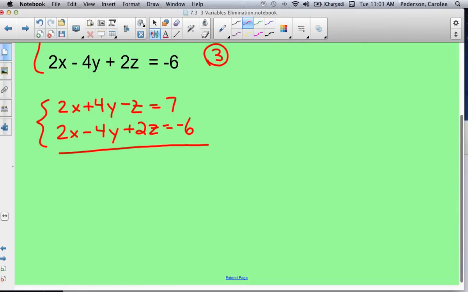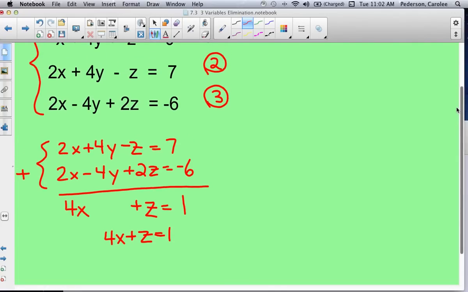So I'm going to add the two equations together. 2x plus 2x is 4x. What happens is the 4y minus 4y cancels out, and then negative 2z plus z is z, and then 7 plus negative 6 is 1. So I have the equation 4x plus z equals 1. I'm going to work with that later.